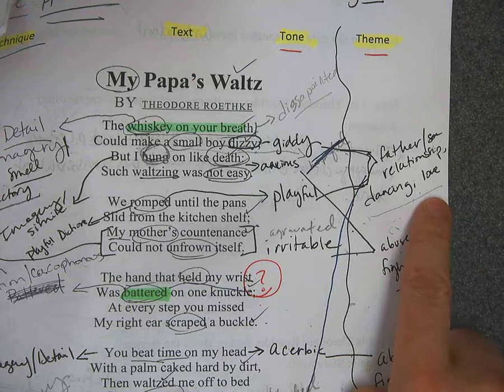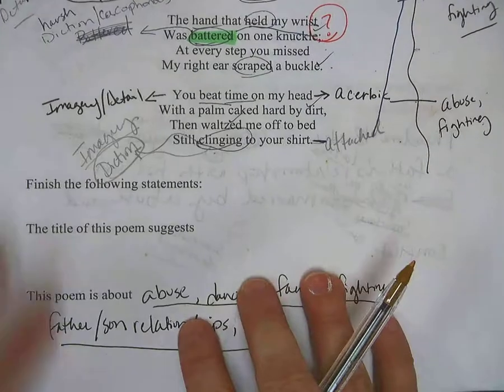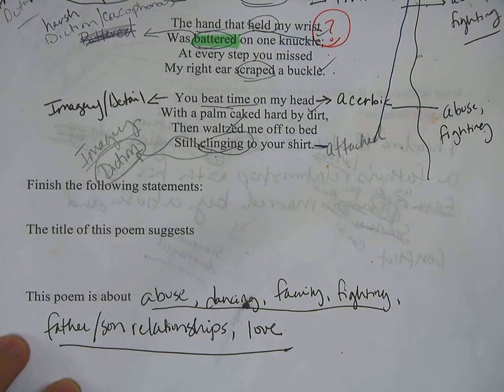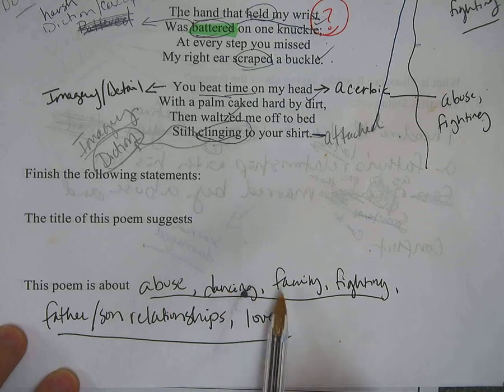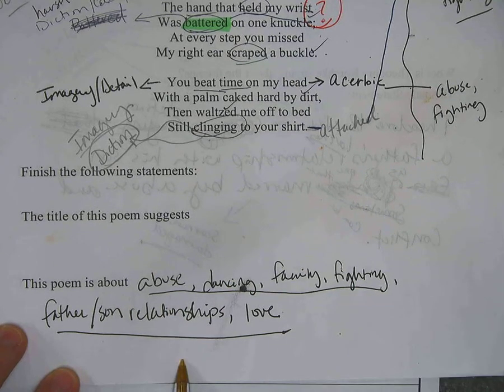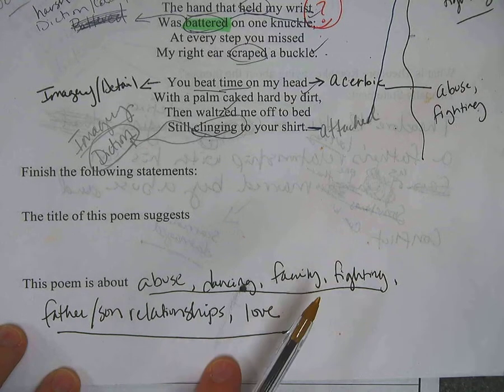I start with my big ideas. I always do this when I'm reading a poem especially, but with all my reading, I would write, this poem is about, and I list those things that I think this poem is about, those elements. This poem is about abuse, dancing, family, fighting, father-son relationship, love, all right? It's about all those elements.